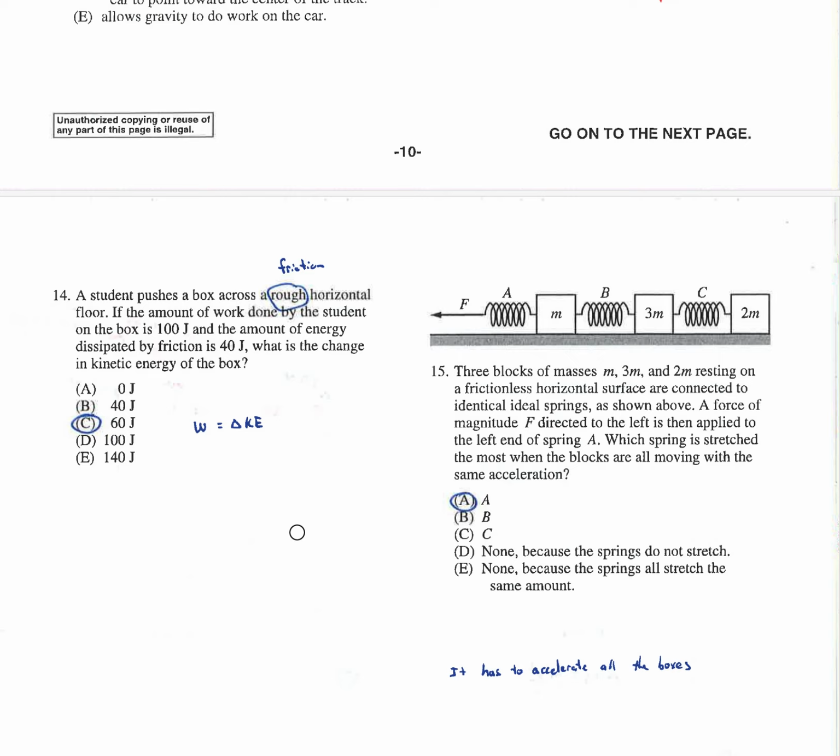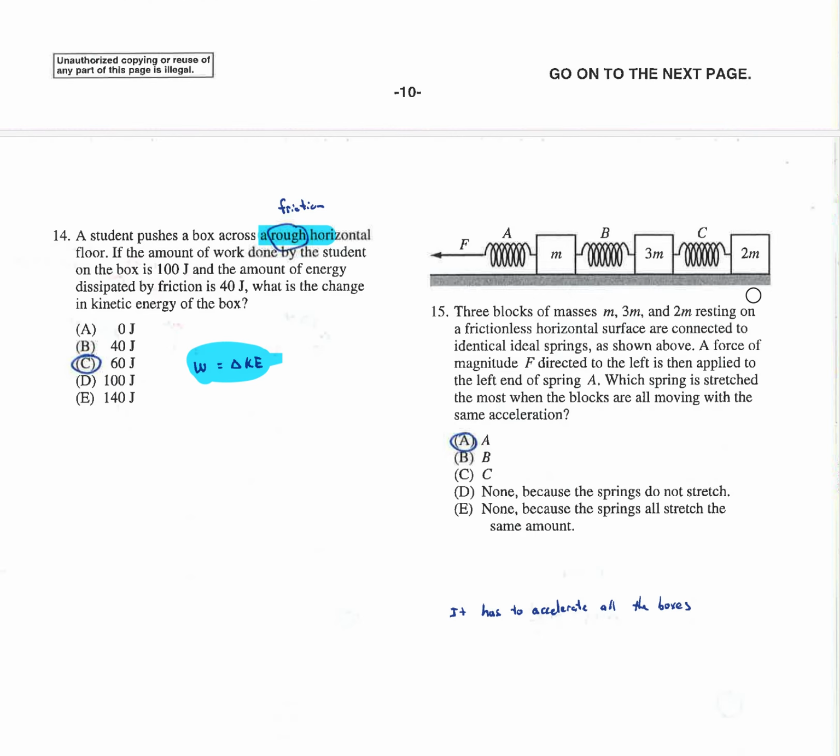A student pushes a box. There is friction. Anytime they say rough, they are talking about friction. If they say smooth, that means there's no friction. So the amount of work we did is 100. The amount dissipated by friction is 40. So then what was the leftover? Well, the leftover work must have increased the kinetic energy. So all we're doing is 100 minus 40. Super quick.